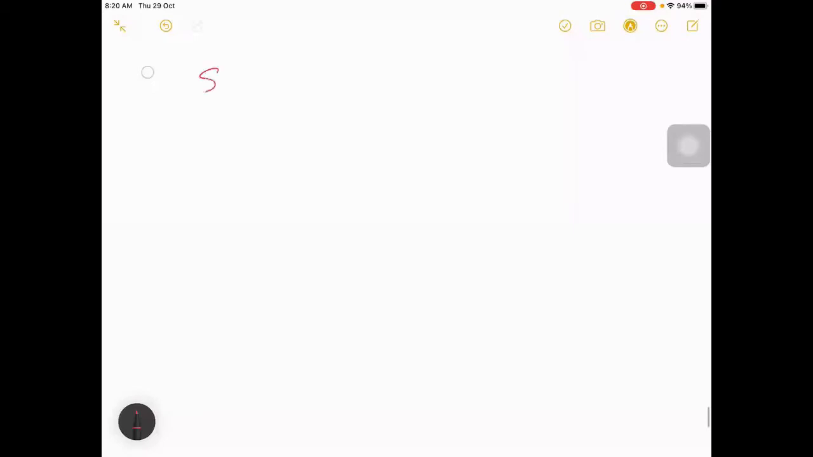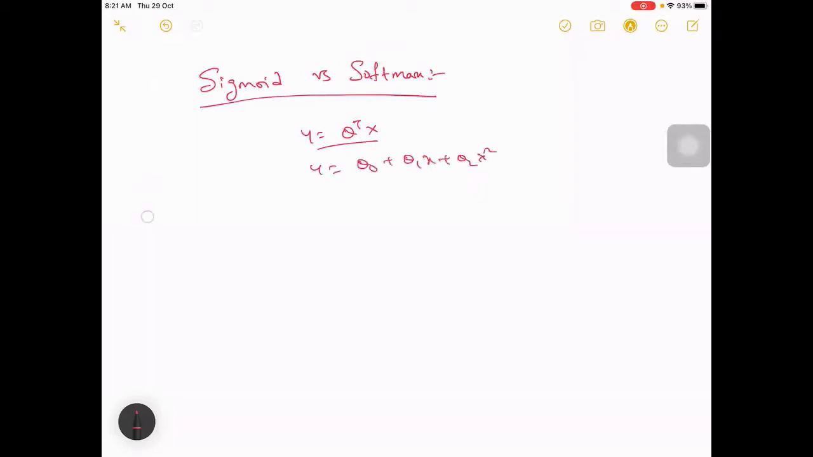So let's discuss sigmoid versus softmax. We use these two during our classification problems. One of them, during our logistic regression, we used the sigmoid function previously. If I have to recall, y is something like theta naught plus theta 1 x plus theta 2 x square, and so on.